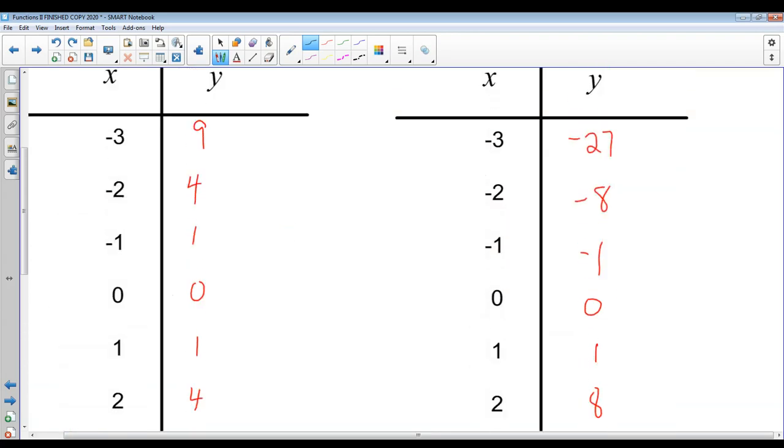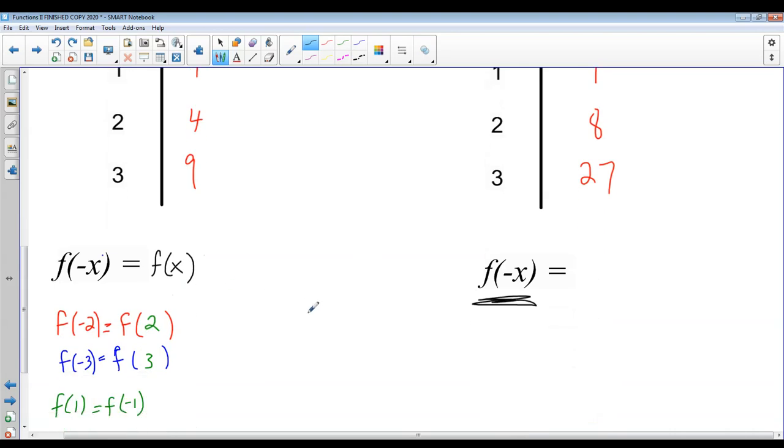Something very similar happens here, so let's do the same thing. f of negative 3 is negative 27. But looking up top here, f of 3 doesn't give me negative 27. f of 3 gives me a positive 27. So if I want to relate this in the same way, f of 3 is close. But in order to make it exactly the same as f of negative 3, I have to make this part negative. f of negative 3 is negative 27, and f of positive 3 negated is also negative 27.